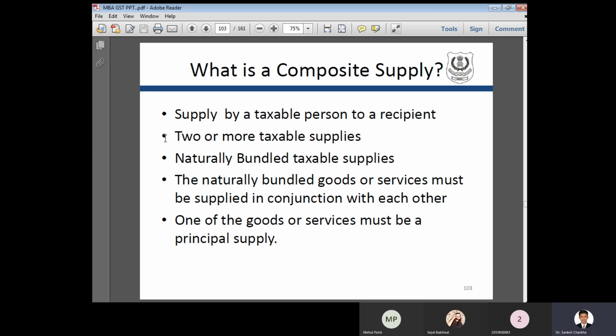So hence, now here you can see two or more taxable supplies. First thing what you have done, you have prepared the body of that particular pen. Then second thing, you have prepared the refill of that particular pen. Third thing, you have prepared the nib of that particular pen accordingly. And lastly, you have prepared a particular cap in order to protect that particular pen. So it is naturally bundled. So what happened? In order to call a particular pen in a complete form, you have bundled all the things together.